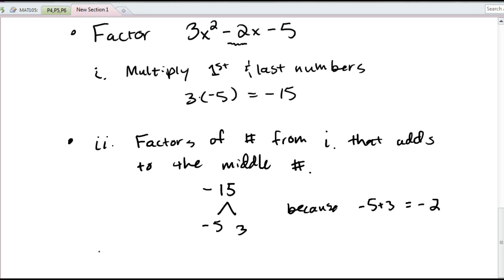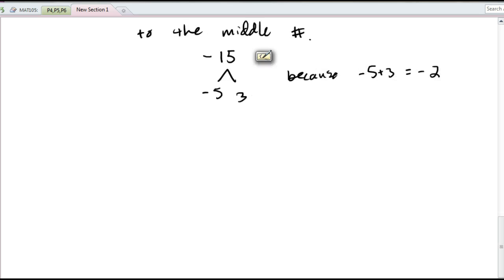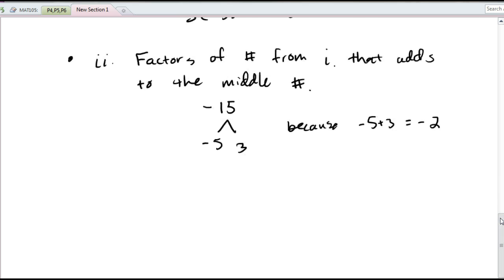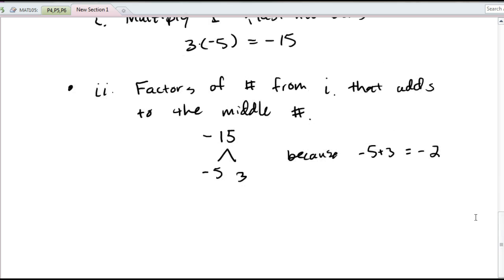Okay, once we have that great number, what are we using it for? Well, we want to split up the middle number, because if you notice, negative 2x is really just equal to minus 5x plus 3x. So step 3 is just to split up the middle term. Normally I won't write all these steps in words, but I figure the first time it's good to go into it in some detail.